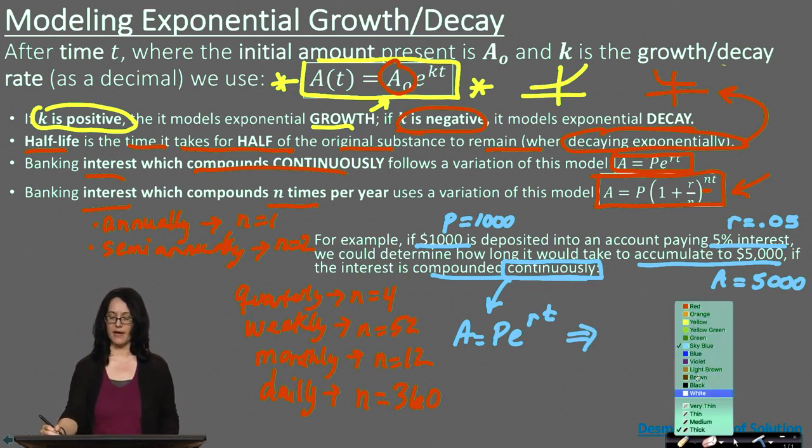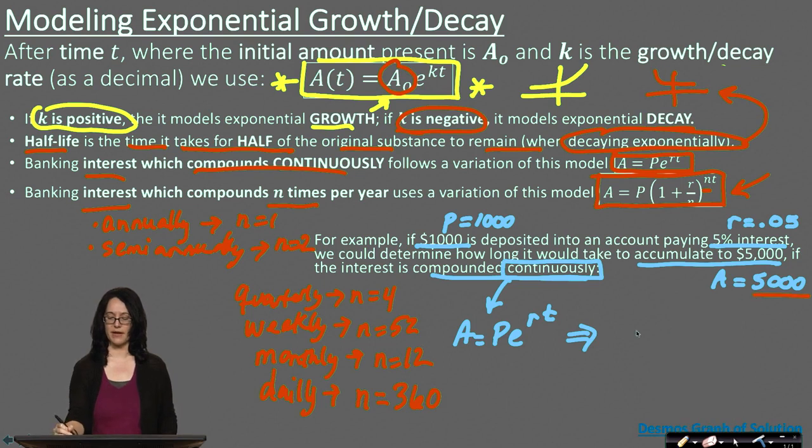We want to accumulate $5,000. So that's 5,000 on the left. We started off with $1,000, so that's P on the right. The base is E. The interest rate is provided for us. It's 5%, so R is the decimal, 0.05, and T is the amount of time we should allow our money to sit in the bank.